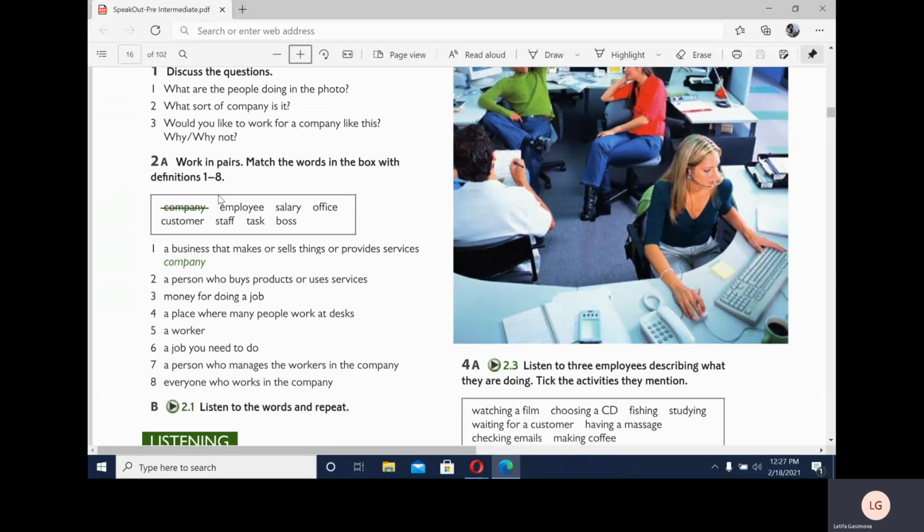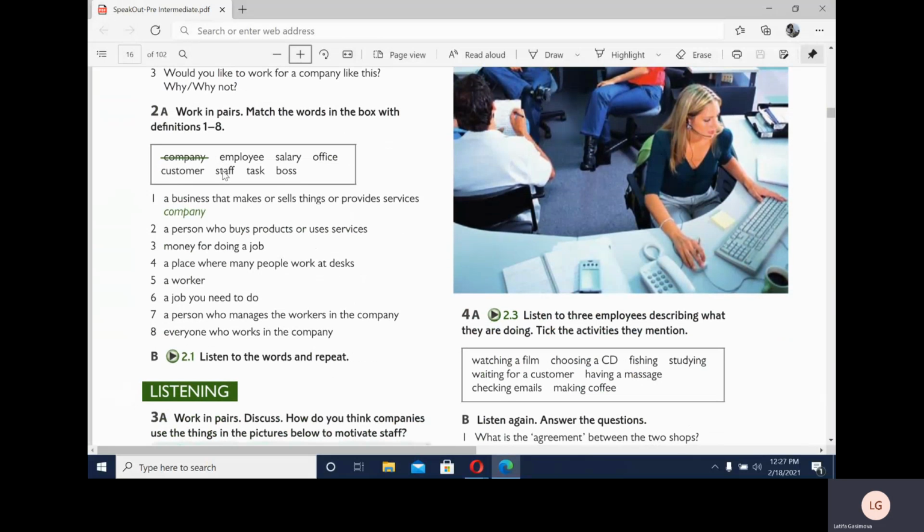Well, let's go ahead. Here we have to work in pairs and match the words in the box with definitions. So here are the words in the box and definitions. The first one is done for you. A business that makes or sells things or provides services, it's a company. Next comes a person who buys products or uses services. It is a customer. Money for doing a job, it's salary.